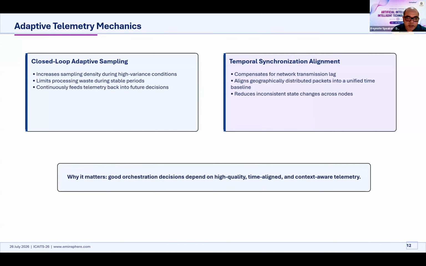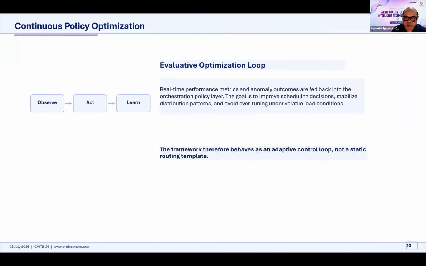Once the execution takes place, the framework can also use outcomes to improve the control behavior. Observe, act, learn. The system observes real-world behavior. It takes an orchestration action, then evaluates the result. For example, suppose a workload is moved from one node to another because the system predicts a situation. The framework can evaluate whether the move actually reduced latency, improved utilization, or stabilized the environment. The outcome becomes part of the next policy evaluation.